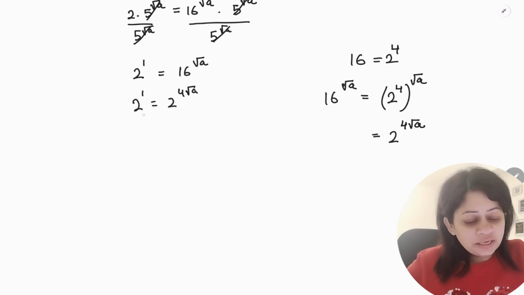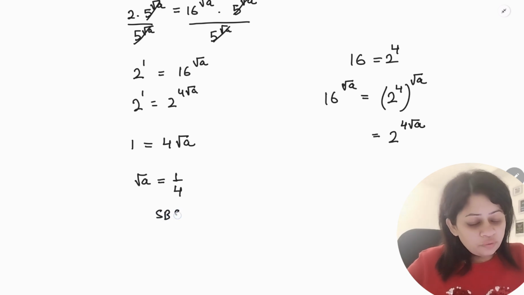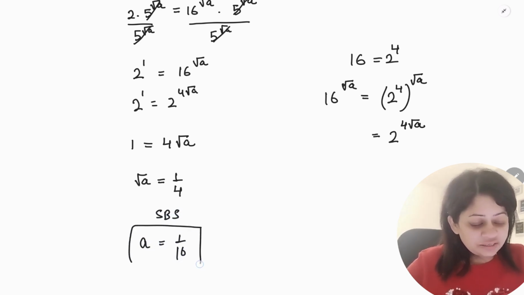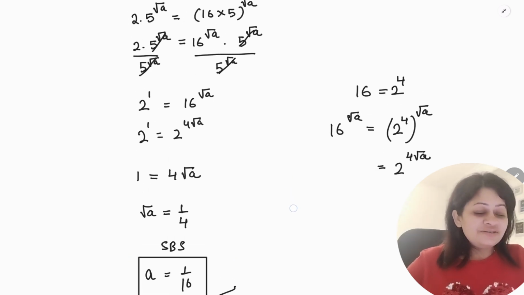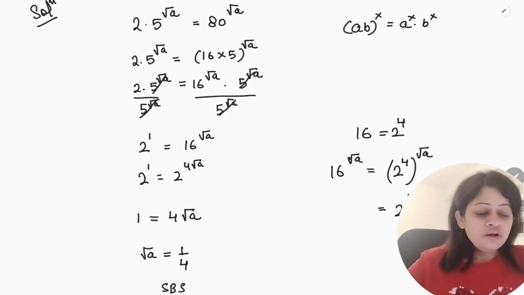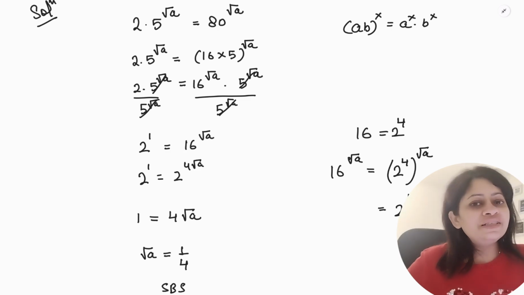Now as we can see that the base is the same, we can equate the powers. This means 1 is equal to 4 under root a, and this would give us under root a is 1 by 4. And if you square both sides, a will be equal to 1 by 16, right? And which is our answer. So this question was not hard at all. We just need to solve it step by step to get the correct answer.